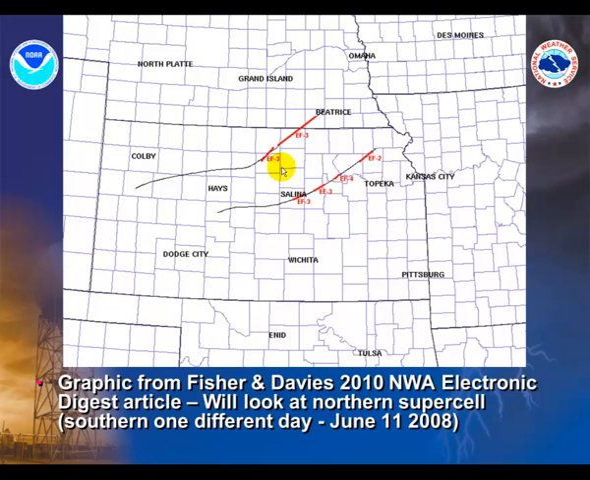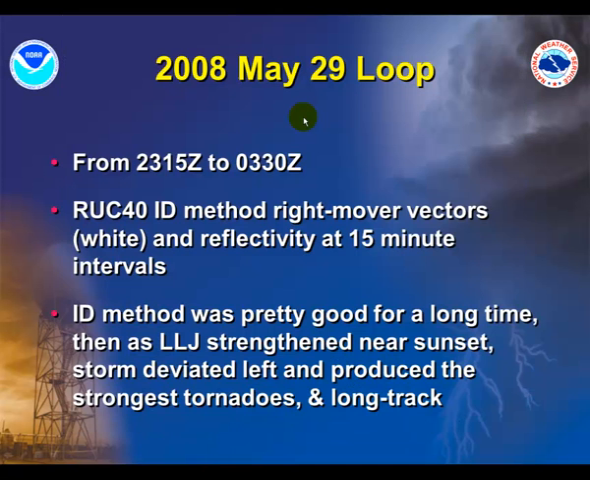And this is a graphic from Fisher and Davies' 2010 NWA Electronic Digest article on nocturnal supercells. And we'll look at this northern supercell track. This is the one I'm talking about in this case. This was for the June 11th, 2008 supercell. And you can see the track was basically east-northeast for a long period of time, 01 to 02Z. The low-level jet cranked up big time. The storm turned to the northeast and started producing the stronger, longer-lived tornadoes. Only tornadoes that were strong are plotted on these tracks.